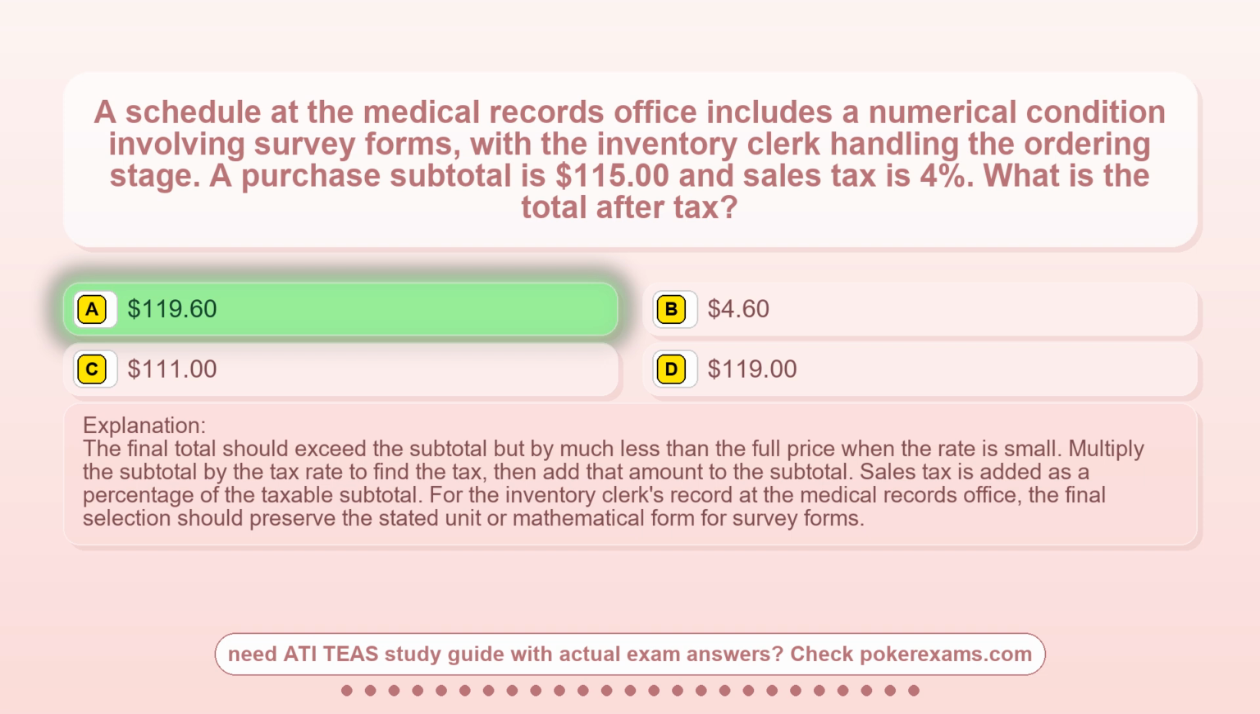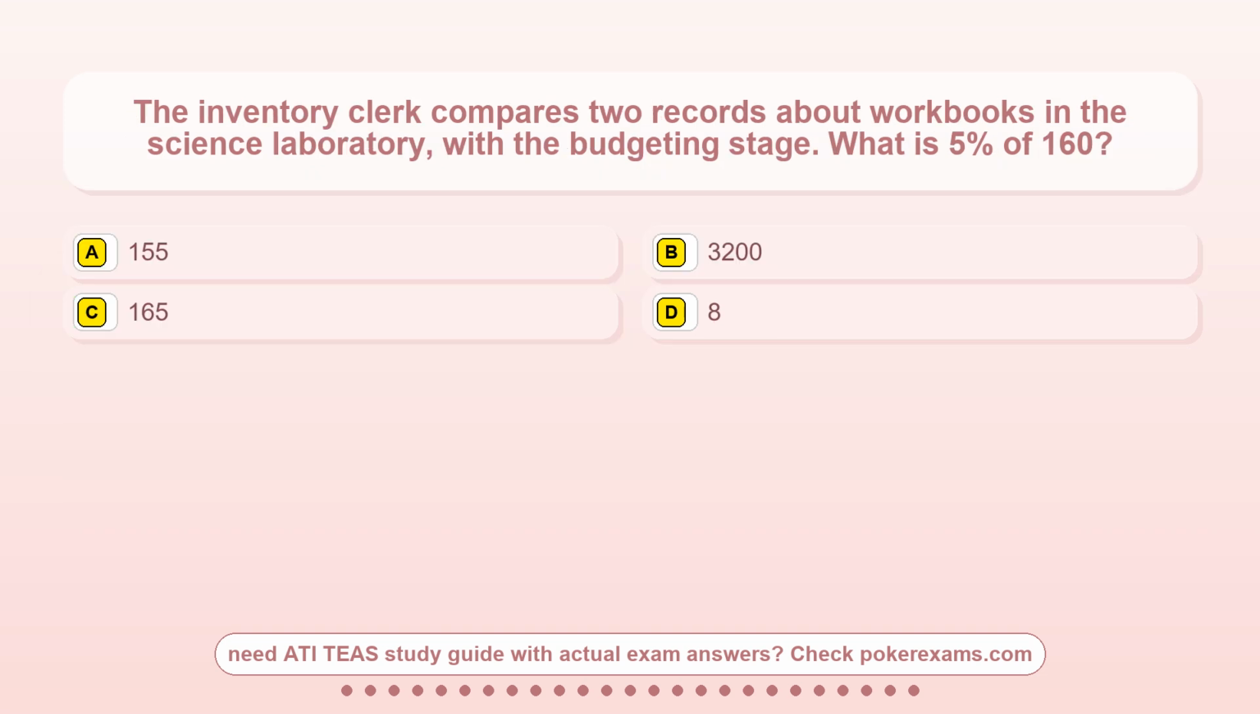For the inventory clerk's record at the medical records office, the final selection should preserve the stated unit or mathematical form for survey forms. Question 17. The inventory clerk compares two records about workbooks in the science laboratory, with the budgeting stage. What is 5% of 160? Option A, 155. Option B, 3,200. Option C, 165. Option D, 8.